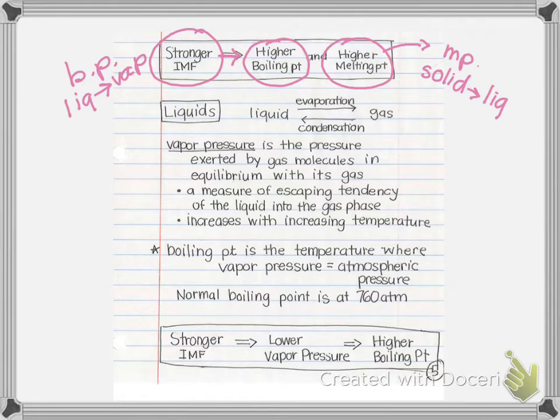Now, when talking about liquids, there are several properties that are also influenced by intermolecular forces. We call it evaporation when a liquid goes to gas, and condensation occurs when a gas goes to a liquid. When evaporation and condensation are at equilibrium, we get something called a vapor pressure. Vapor pressure is the pressure exerted by the gas molecules when they are in equilibrium with their liquid.